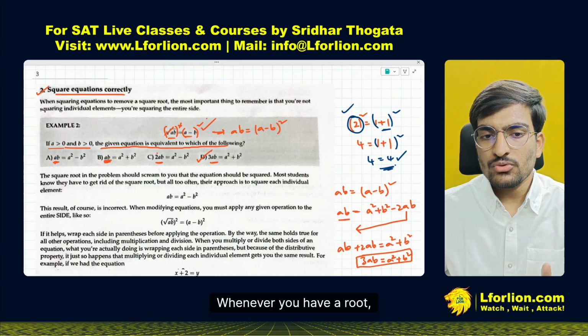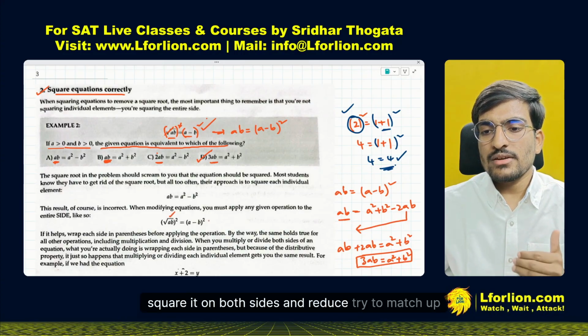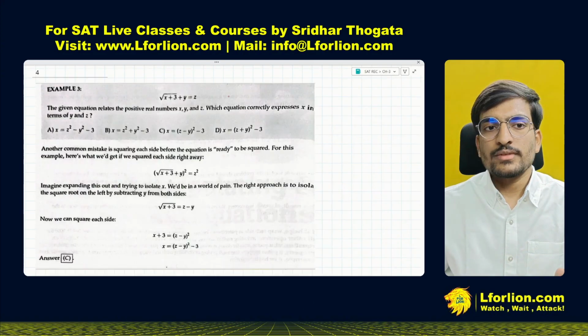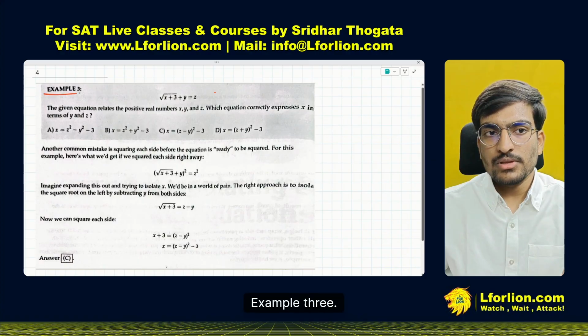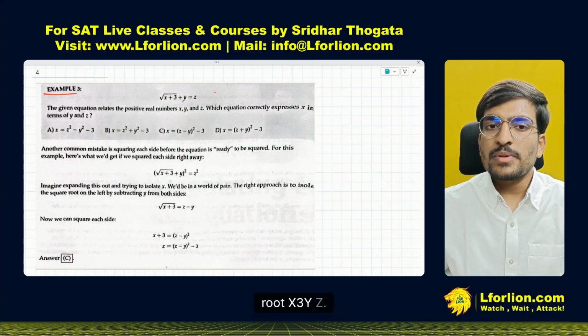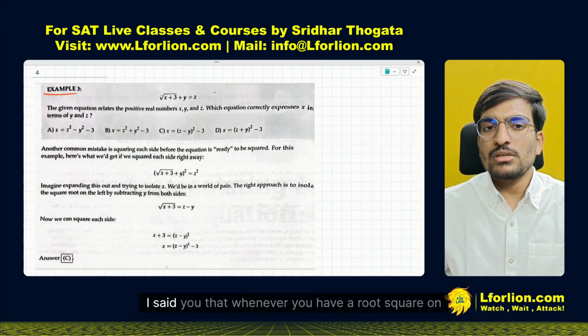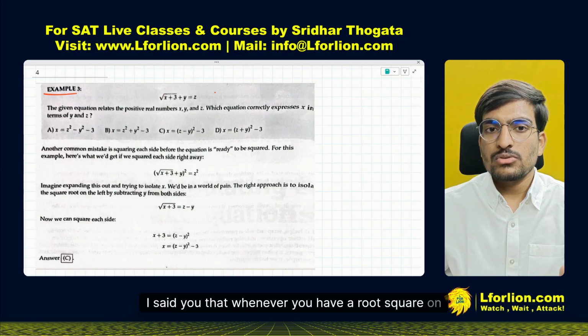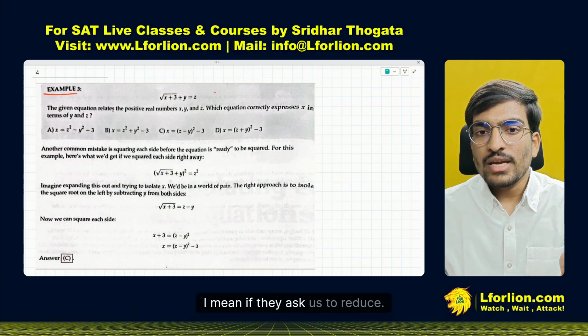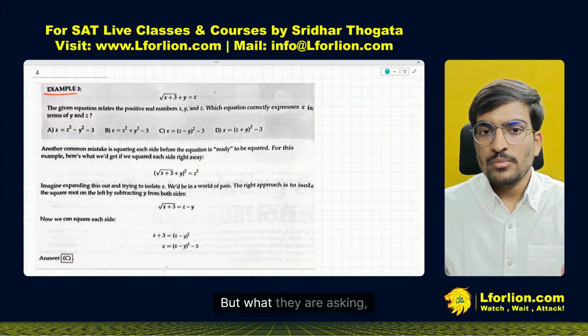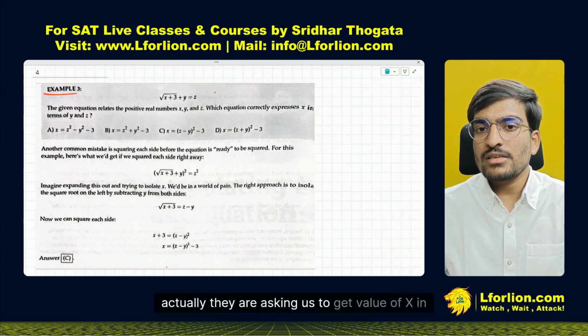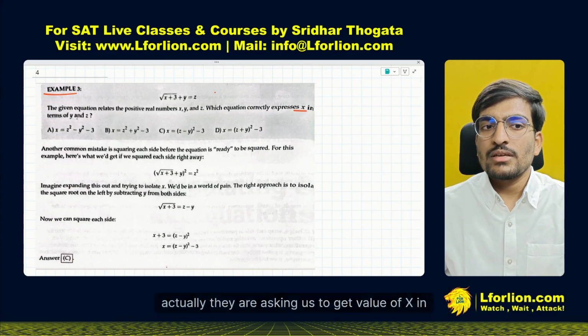Whenever you have a root, square it on both sides and reduce, and try to match up with the options. So here you have a question, example 3: root of x plus 3, plus y, equals z. I told you that whenever you have a root, square on both sides. What they are asking is to get the value of x in terms of y and z.